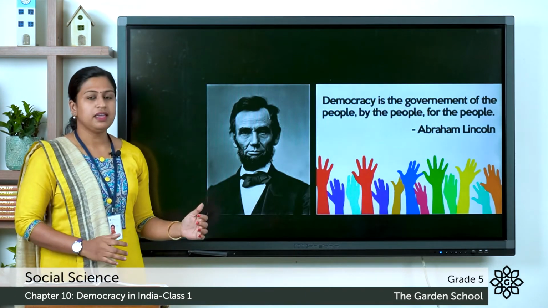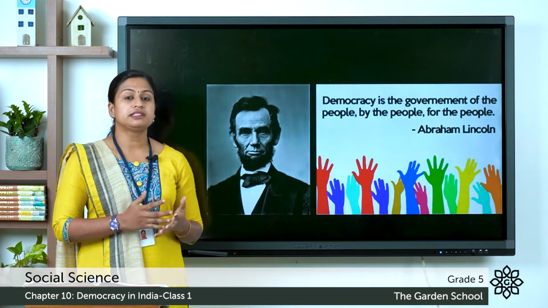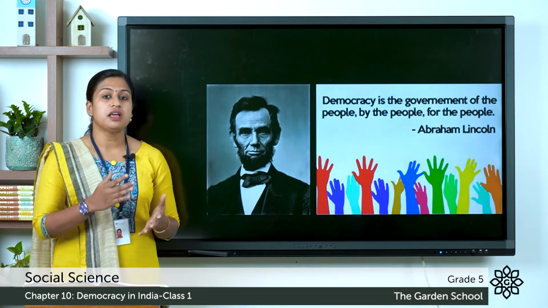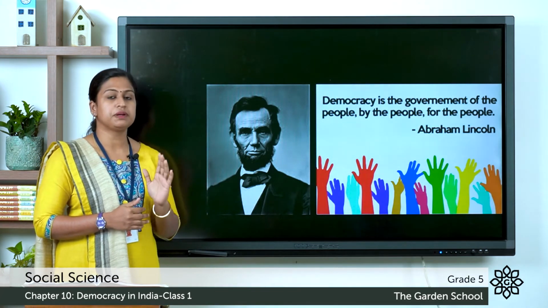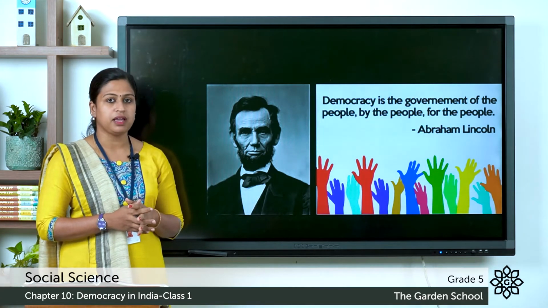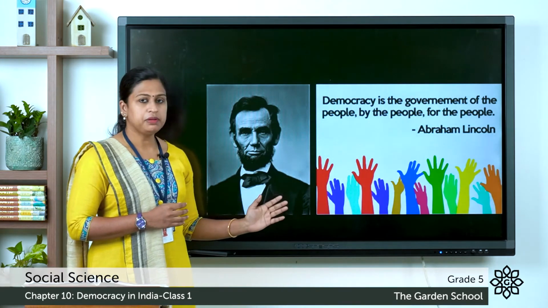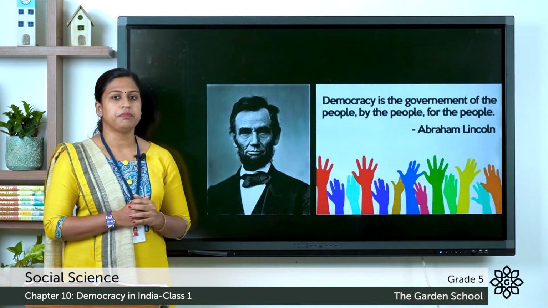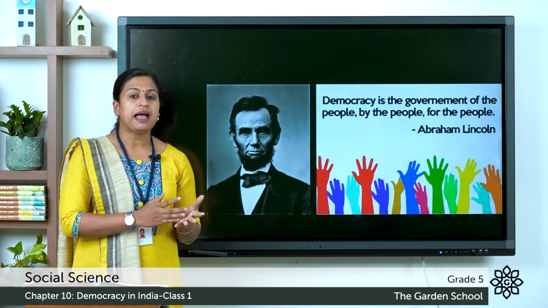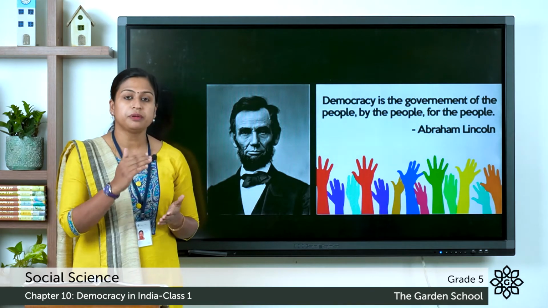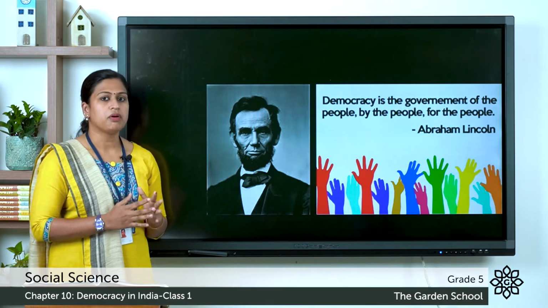Now, here you can see the picture of Abraham Lincoln. Now, do you know that the United States of America is the largest democracy in the world, and Abraham Lincoln was the 16th president of the United States of America, and he defined democracy as the government of the people, by the people and for the people. That means democracy is the system where the people have the right to elect their own representative who represents them. So, this is about democracy.